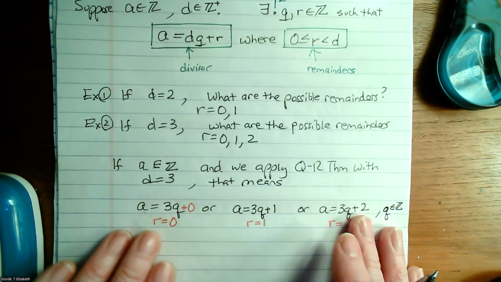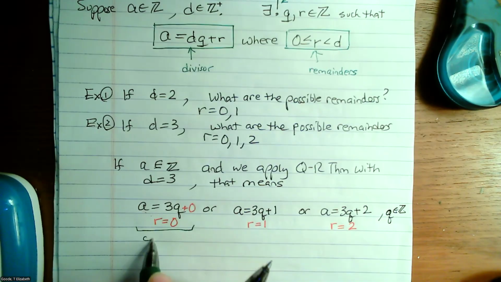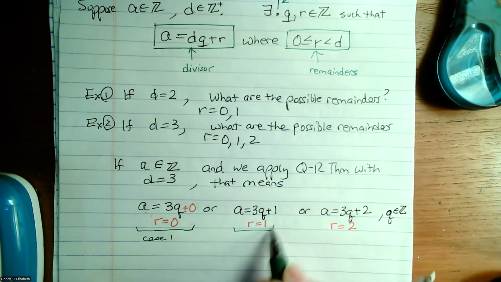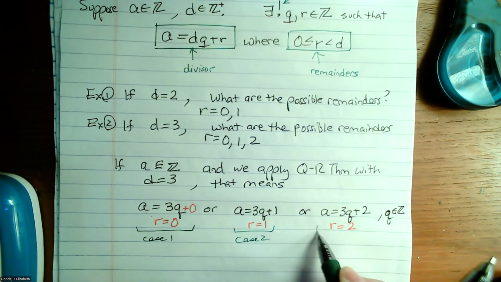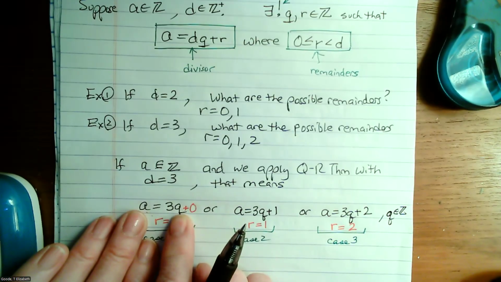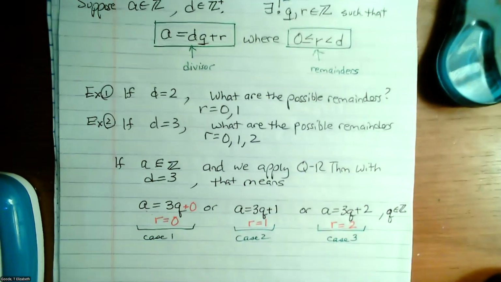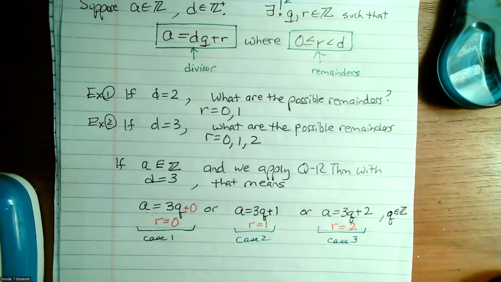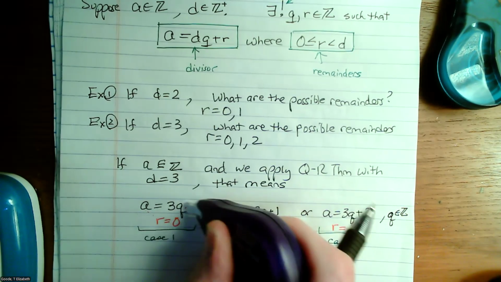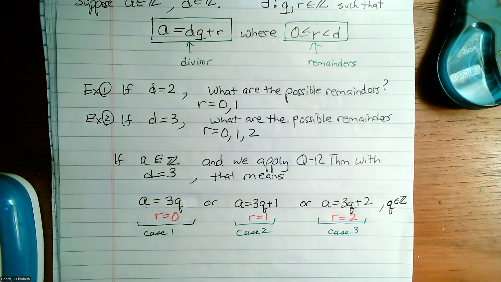And so we use this information to set up our cases. It gives us a quantity to substitute in for A. A is either going to look like 3Q, or 3Q plus 1, or 3Q plus 2. You see where I'm going with that? Yes. All right, well, let's go back now and look at this problem.